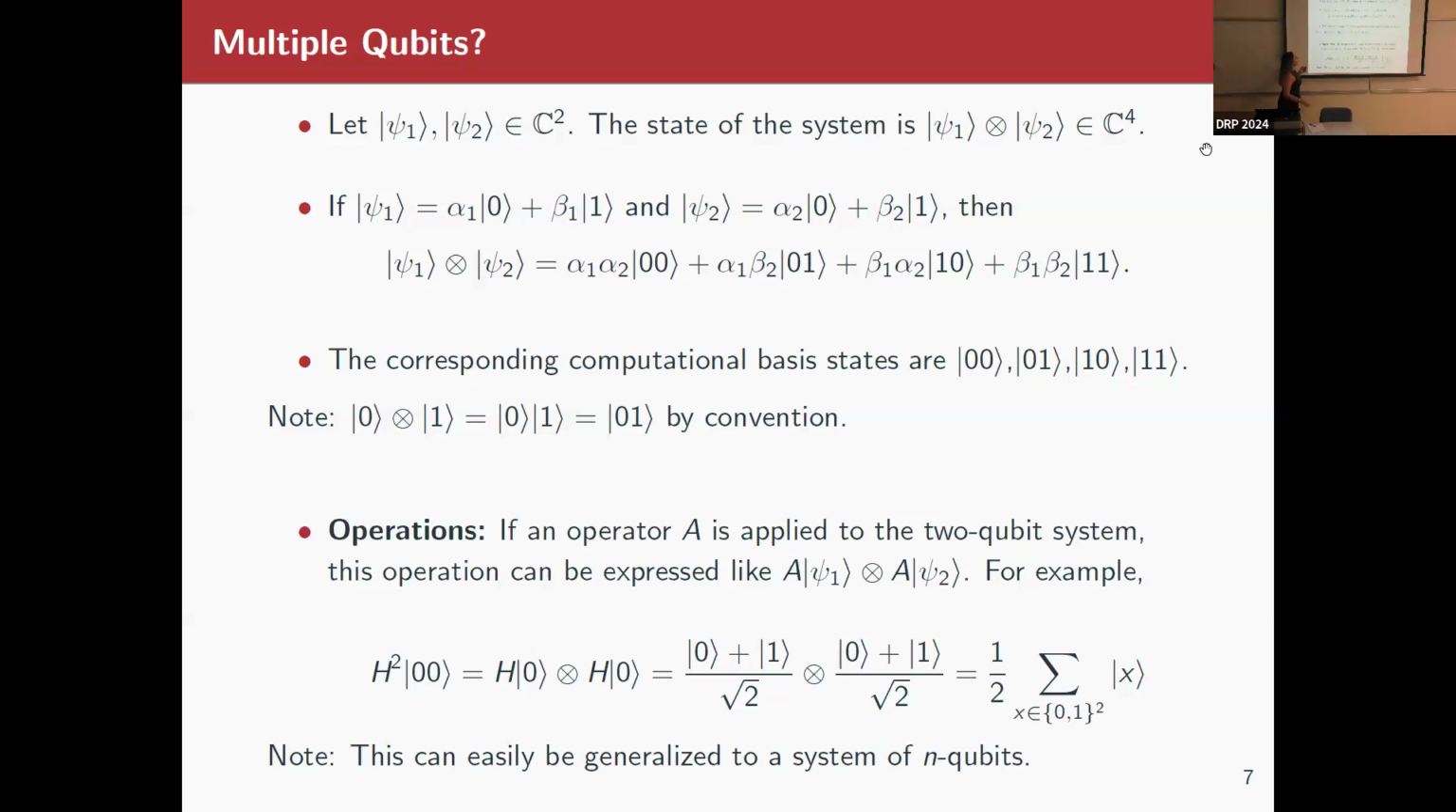And the operations. So say there is an operator A, and we want to apply it to the two-qubit system. We can express this as A psi 1 tensor product A psi 2, for example. So this is actually equal to Hadamard 0 tensor Hadamard 0, and it is equal to 1 over 2 times the sum over x, where x lives in the two-qubit system, or we can easily generalize to a system of n qubits.